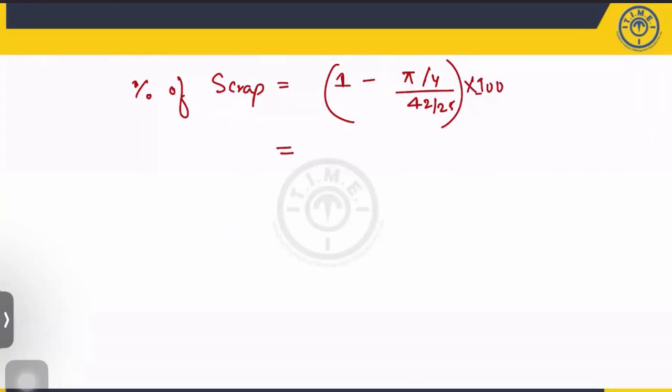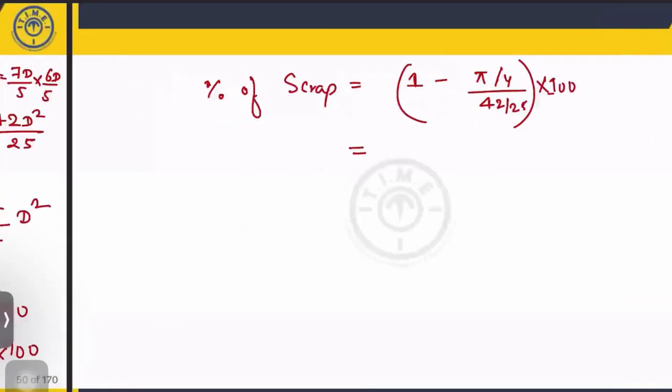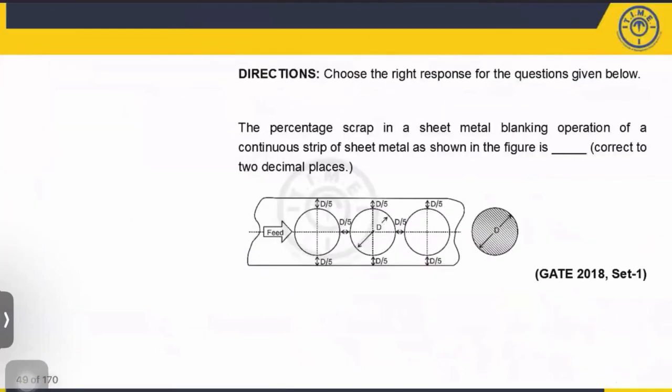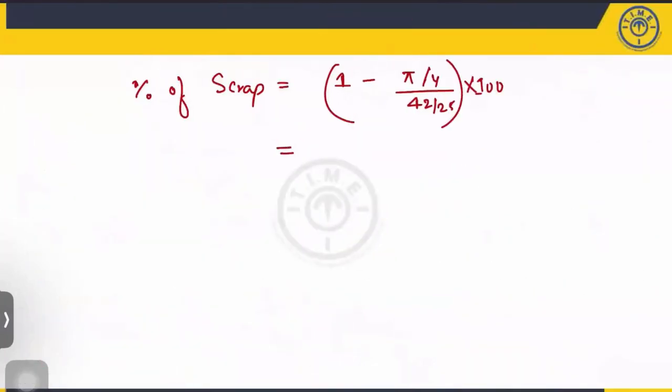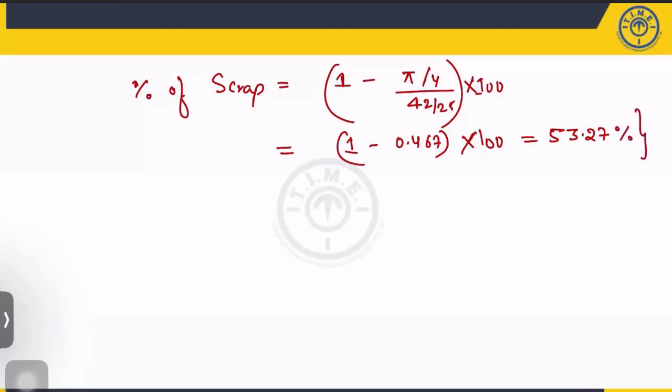What is this value? Sir, I got the answer. It is 0.467. Okay. Sir, after that, I have to subtract this pi by 4 part. Okay. 0.467 into 100. That means you will get around 53.25. Very good. 53.27 is the percentage of scrap.